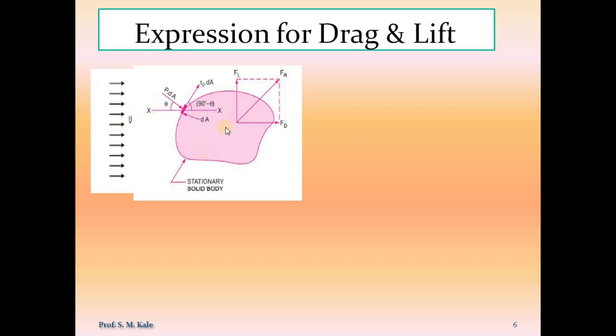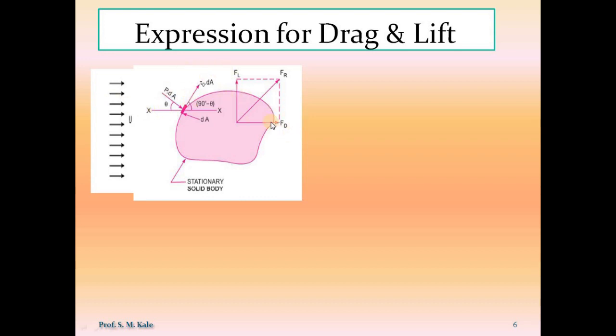So the resultant force acting on that stationary body will always be perpendicular to the plane of that stationary body. Here Fr is called the resultant force, which is perpendicular to the plane of the stationary body. We can resolve this total force into two components. One is in the direction of motion, called the drag force. Another is perpendicular to the direction of motion, called the lift force.